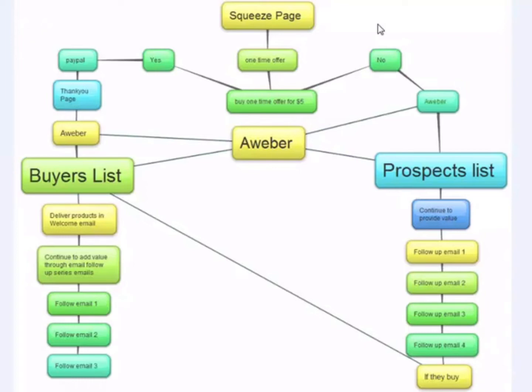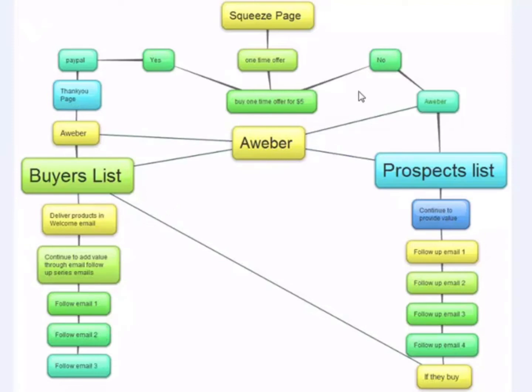So let's just go through this quick sales funnel. Somebody opts into your page, they see your one-time offer, and now they've obviously got two choices. They can either buy it or not buy it. If they do, then they go through into your buyers list on the left here, and then you send them their product in the follow-up. They go to the download page, thank you page, they go onto your buyers list, and after they're on your list, you continue to add value through your follow-up emails. So you've got your email set up here.